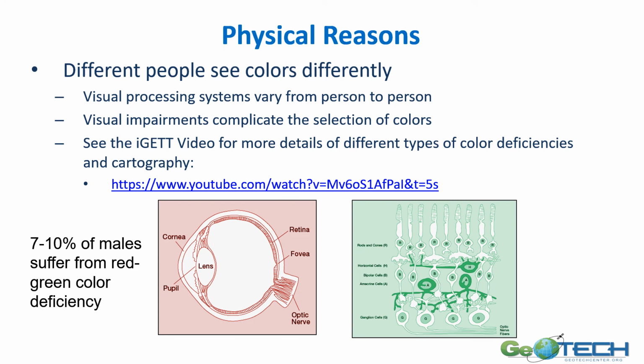There are also physical reasons I've mentioned earlier. Different people see colors differently, and there are very different visual processing systems varying from person to person. Visual impairments complicate the choice of colors, and there's a really good video that was created by iGET, Integrated Geospatial Education, Technology and Training, a National Science Foundation grant, on color deficiencies in cartography. If you look at this, it will give you some good hints on things you should and shouldn't do.